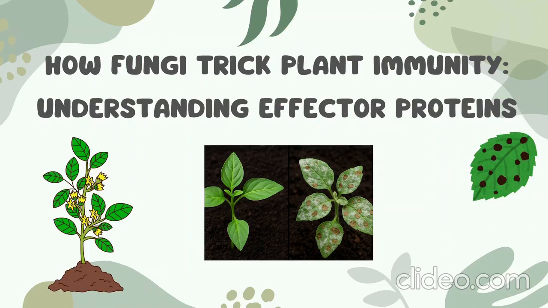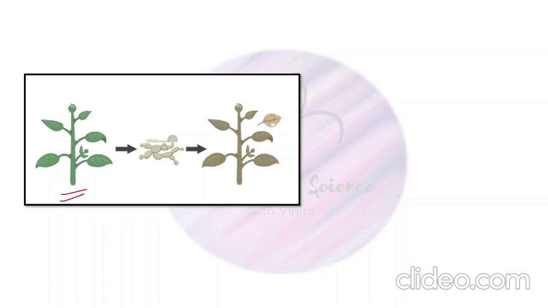Everyone. So in this video, I will be talking about how fungi generally trick plant immunity by producing several effector proteins. So a healthy plant is a host for several phytopathogens, which includes both bacteria as well as fungus. These phytopathogens generally attack the aerial parts like leaves, stem, flower or fruits, or they can also target the roots. For example, there are several root-borne fungi which attack the root and enter into the plant system.